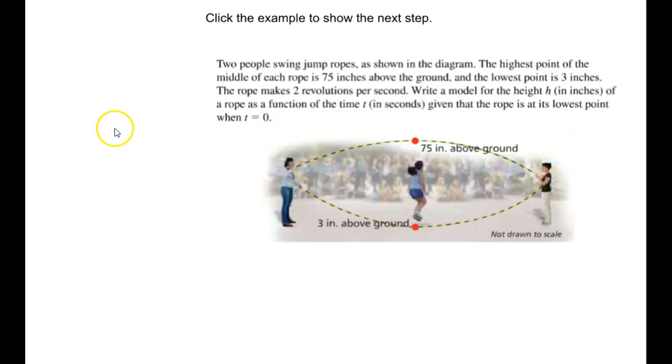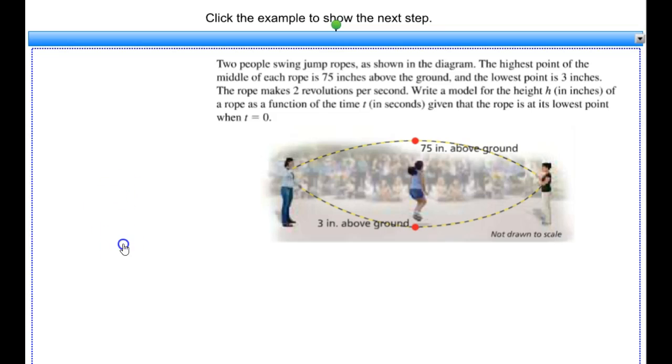So here's another kind of situation where we can model with trig functions. Two people swing jump ropes as shown in the diagram. The highest point of the middle of each rope is 75 inches above the ground, and the lowest point is 3 inches. The rope makes 2 revolutions per second. Write a model for the height in inches of a rope as a function of time, given that the rope is at its lowest point when t equals 0.